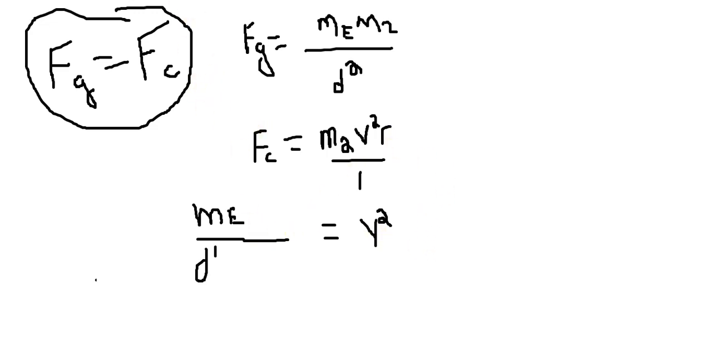And I'll redraw this for clarity. We're left with the mass of the Earth divided by the distance is equal to the velocity squared.